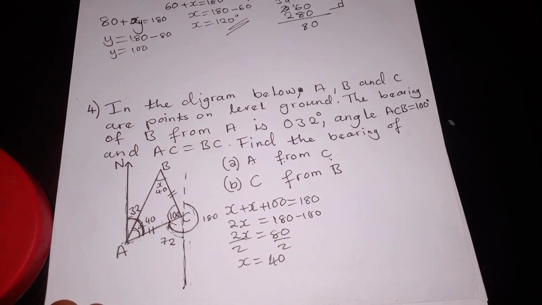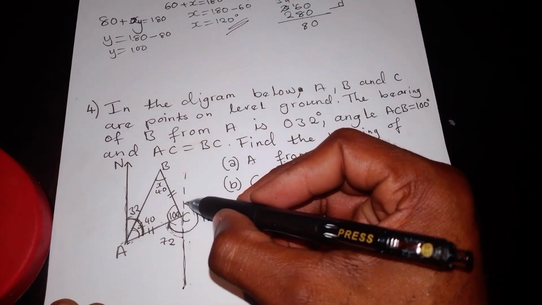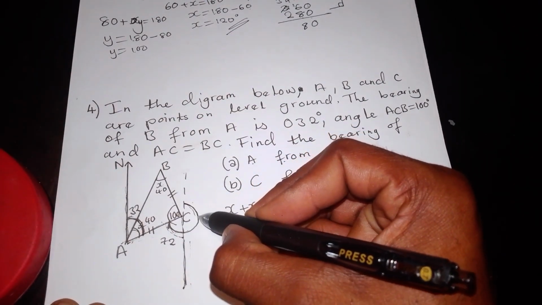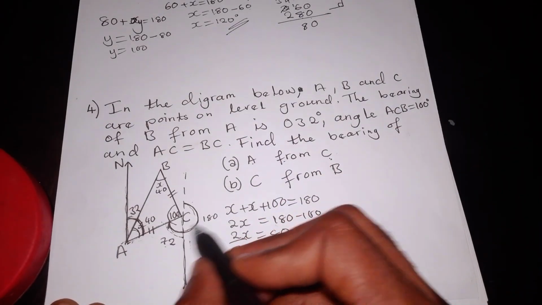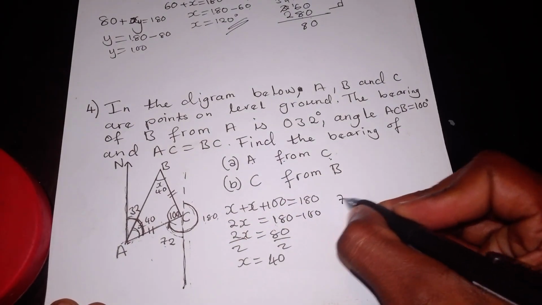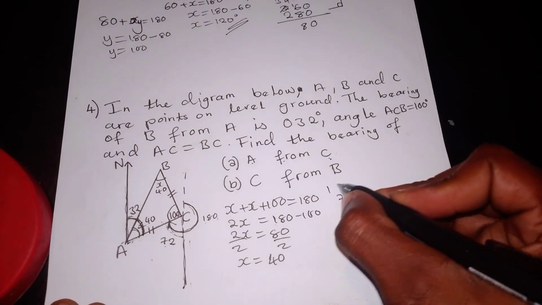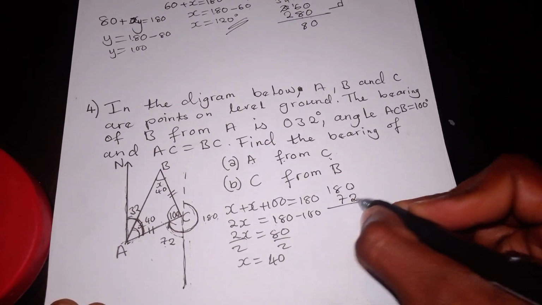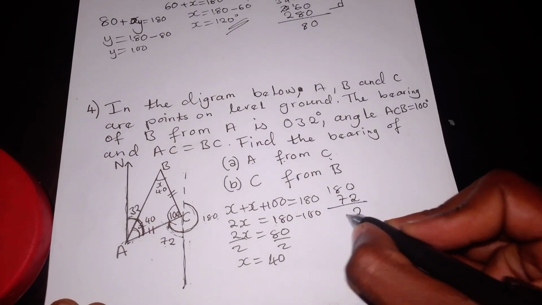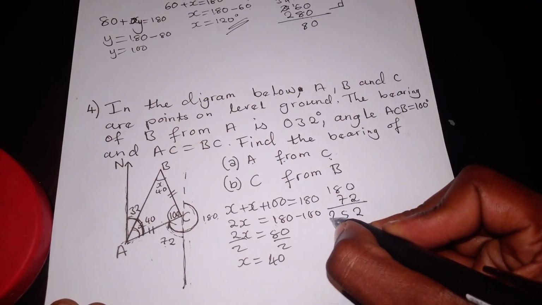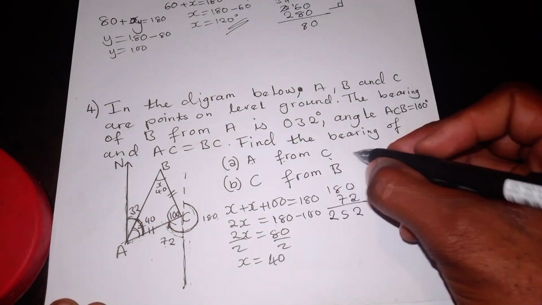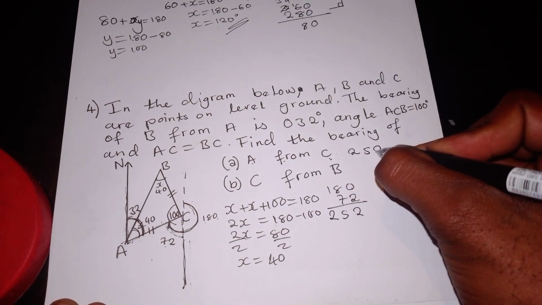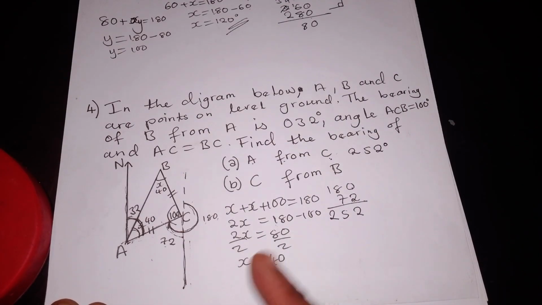and of course we know that this is a straight line, so this one is 180 degrees. So to find the angle from here to there, or the bearing of A from C, you can simply add these two. So we have 72 plus 180, that's a 2, and that's a 5, and then we have a 2. So that means the bearing of A from C is 252 degrees, and you're done.